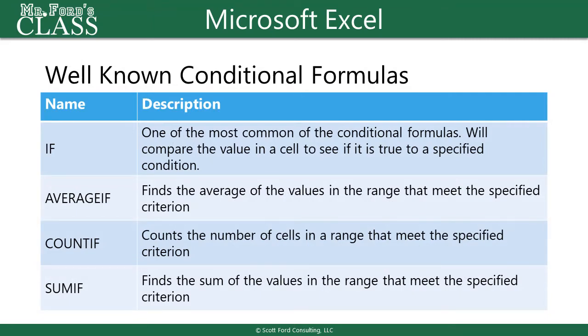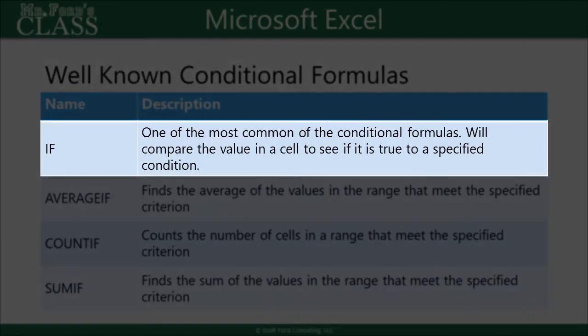The first one is IF, and this is one of the most common of the conditional formulas. It'll compare the values in a cell to see if it's true to a specified condition. So it's going to take a look at what you select in a cell and say, okay, is this true to some sort of thing that you set up ahead of time?